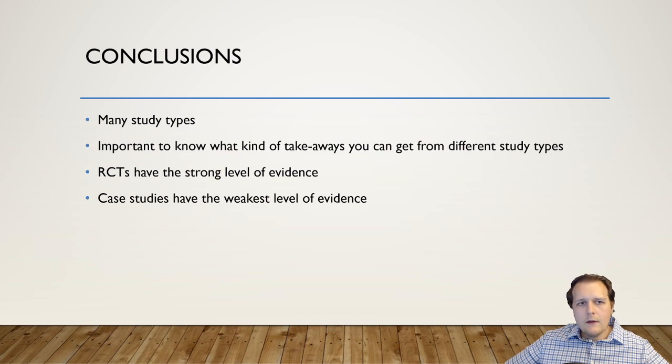So in conclusion, there are many study types that are out there, and it's important to know what sort of takeaways you can get from those different study types. You can't look at a case study and say, boom, I got my answer. I already know what my conclusion is going to be for my paper. That doesn't work that way. If you find some RCTs, though, that's a totally another ball of wax, right? So that's a very strong level of evidence. You're able to make a lot more cause and effect sort of inferences about that sort of relationship, right? Case studies are the weakest, but sometimes you got to do what you got to do, right?